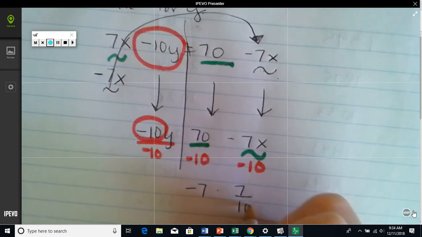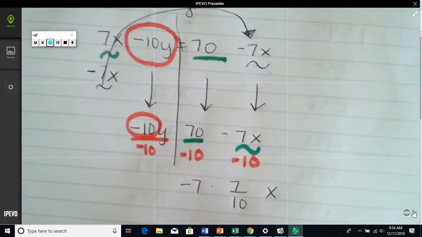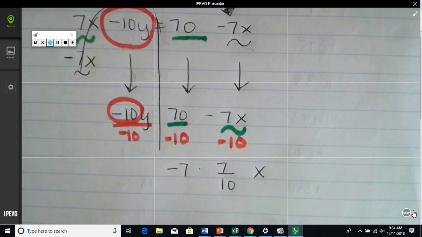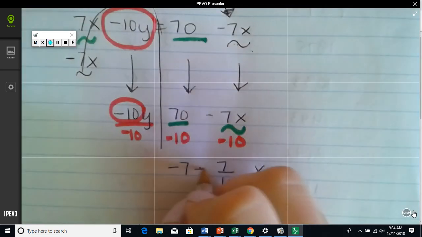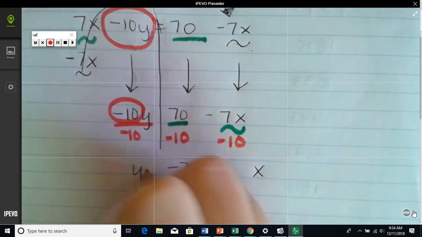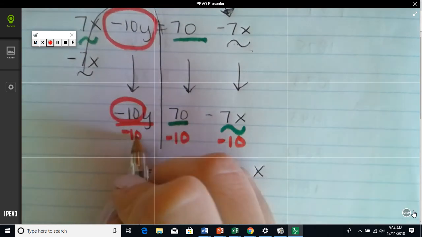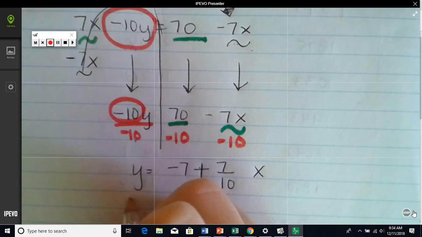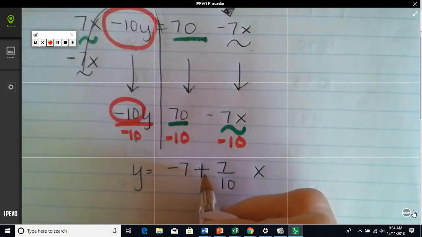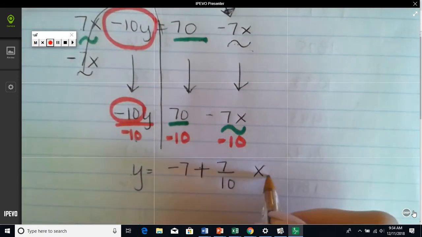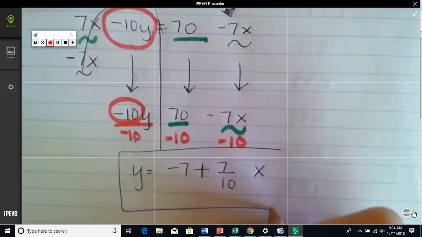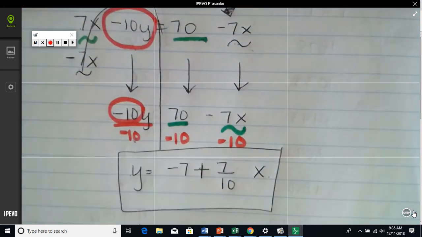Okay, is it positive or negative? What did y'all get, Nuri? Positive or negative? It's positive, so because it's positive, you put plus. So that would just be 1, negative 10 divided by negative 10 gives me 1, or just put y equals negative 7 plus 7 over 10 x.